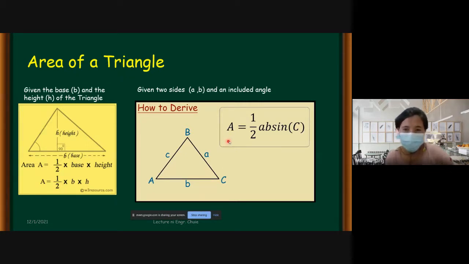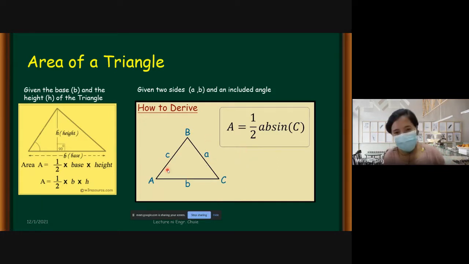It's given by A equals 1/2 AB sine of C, where C is the included angle of both sides A and B. So in this illustration, if this is the included angle, then these are sides A and B. So area is equal to 1/2 the adjacent sides, which is AB sine C, where C is the included angle. I hope you follow this one. The same is true with the others.